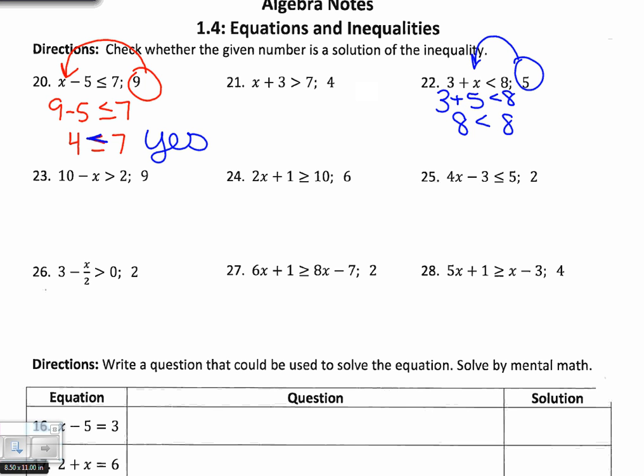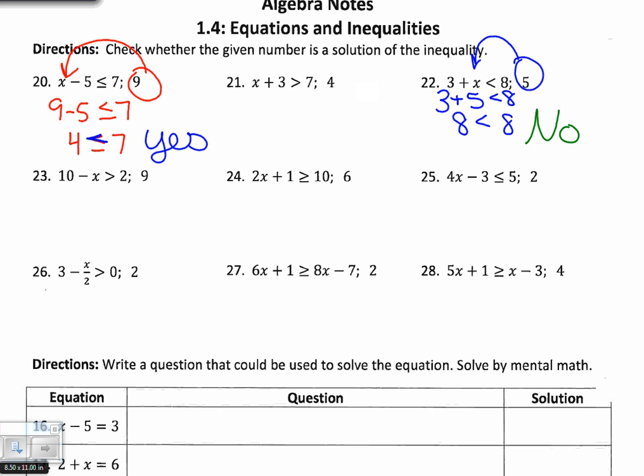In this case, is 8 less than 8? Well, I say no, 8 equals 8. So, since 8 is not less than 8, we say no, this is not a solution either, because 8 can't be smaller than itself. Okay.